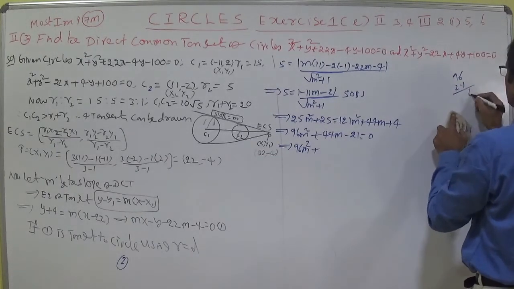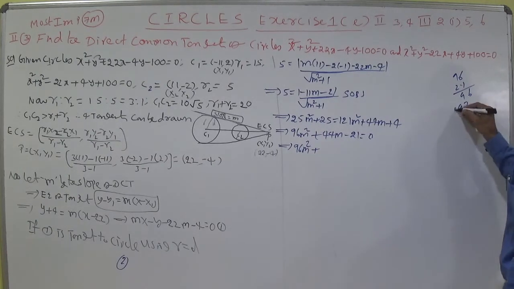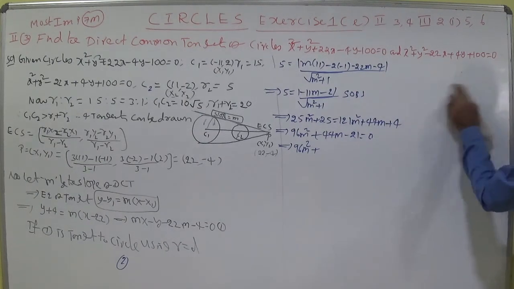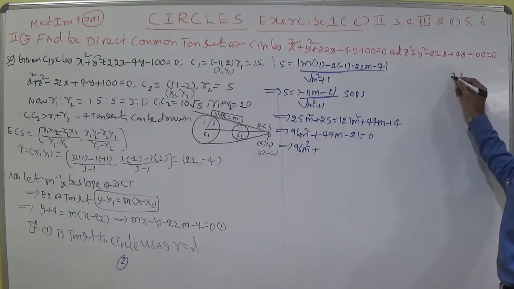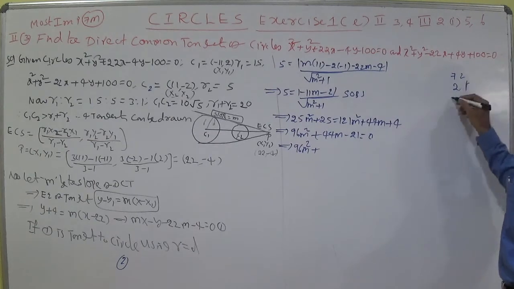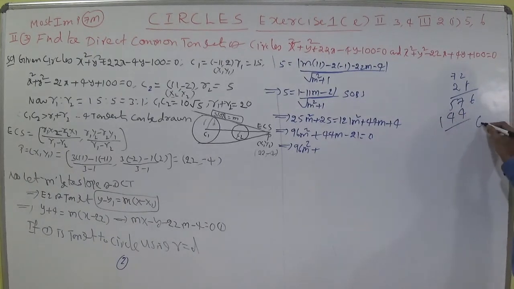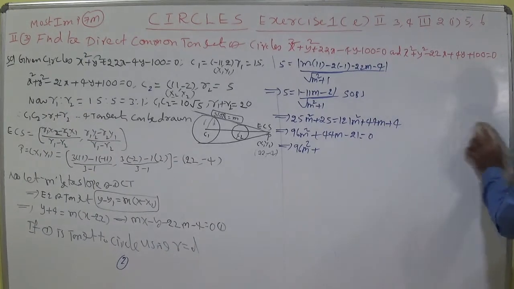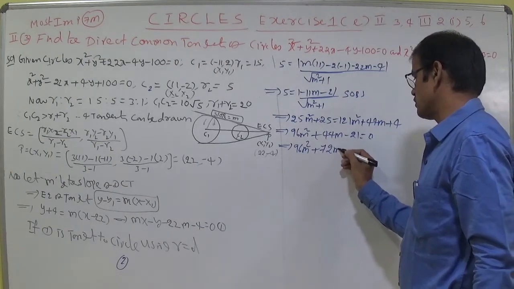96 into 21, 96 into 21. Splitting the middle term, 44 we should get like this: 72 and 28, 72 into 28, and this is 144, so that is 2016. So 72 minus 28 is the factorization, splitting the middle term.